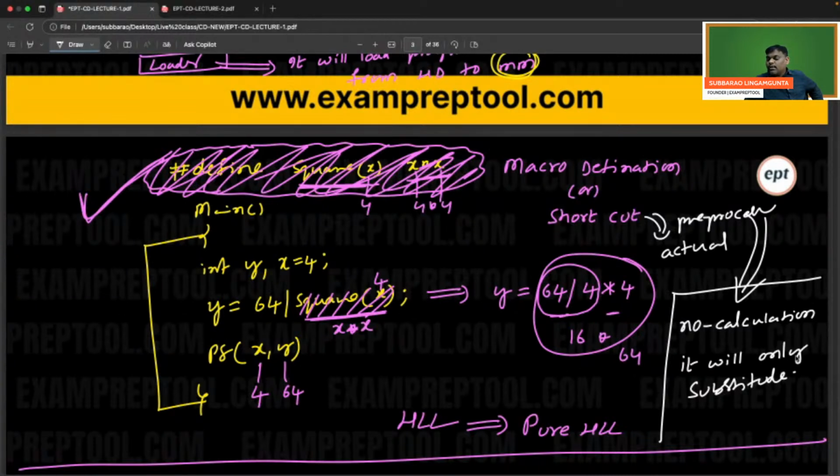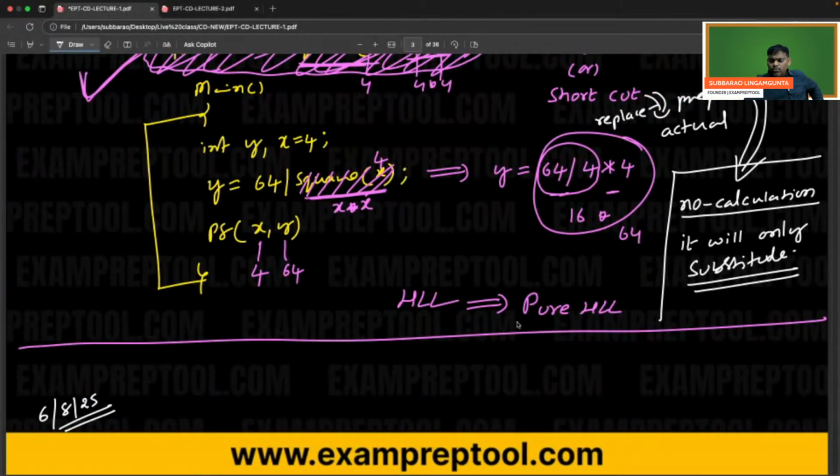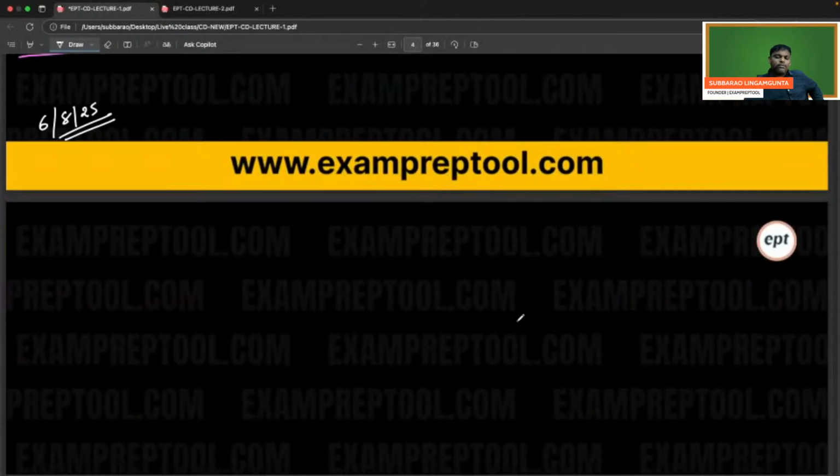The preprocessor doesn't do any calculation. It will simply do substitution. It will replace shortcut by actual. It doesn't do any calculation. It will only substitute. Okay, fine. This is what we discussed in the last class. Let's come to today's class.